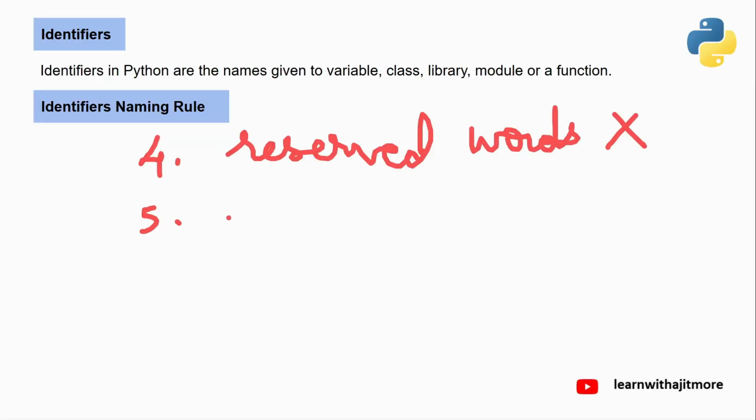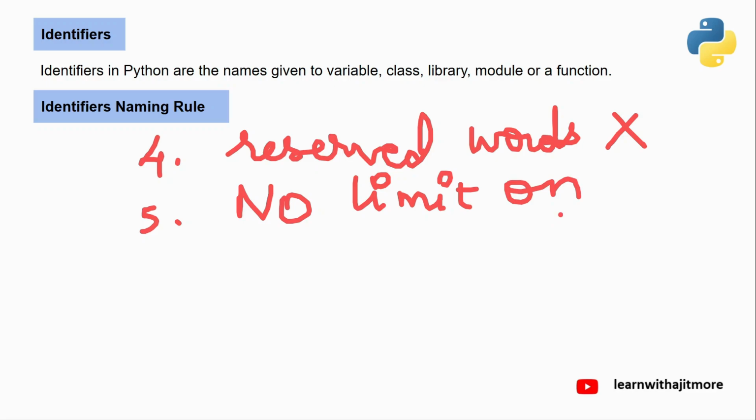And the last rule is no limit on length. According to Python, there is no limit on length. Any big variable name you can give. But again, you have to be wise. Only a donkey would create variables with such big names. Because it will be very difficult for you to use those variables in the code. Isn't it, guys?